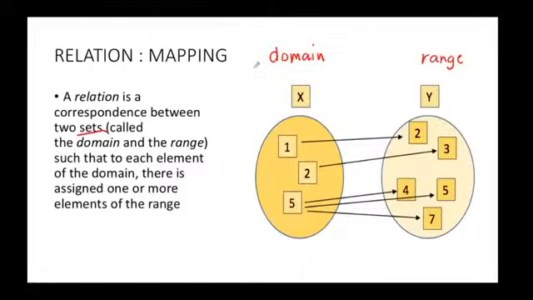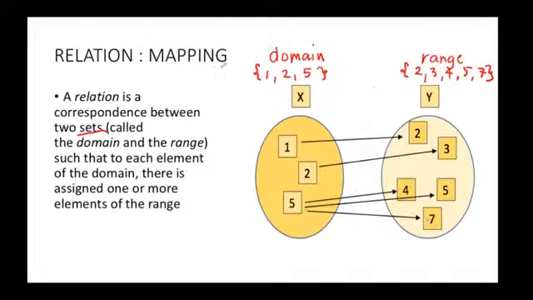In mathematics, when we want to show that we have a set, we use this curly bracket in order to list the elements. So we have 1, 2, and 5 as the elements of our set of inputs, which we call the domain. For our range, we have these numbers: 2, 3, 4, 5, 7. So what we have here is a relation where 1 is related to 2, 2 is related to 3, 5 is related to 4, 5 is related to 5, and 5 is related to 7.